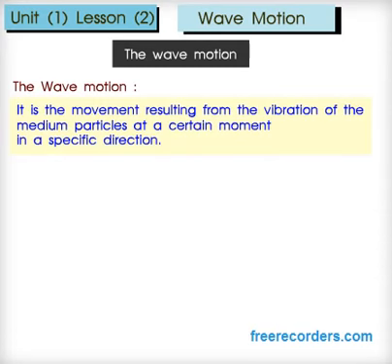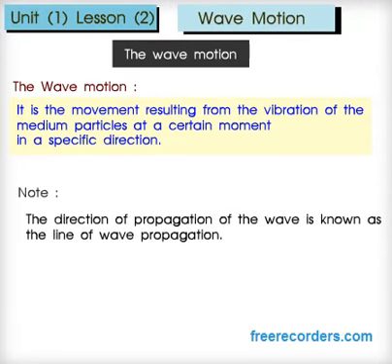The wave motion is the movement resulting from the vibration of the medium particles at a certain moment in a specific direction. Note, the direction of progression of the wave is known as the line of wave propagation.